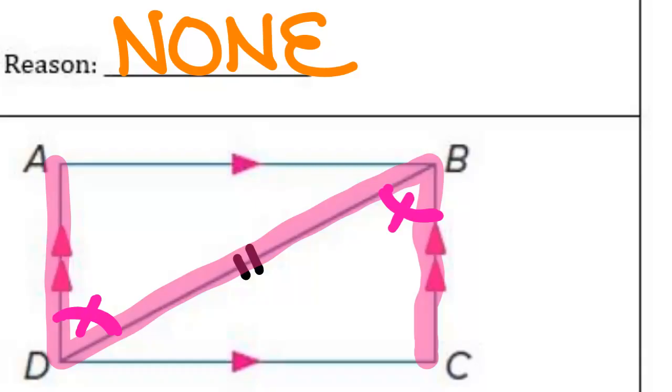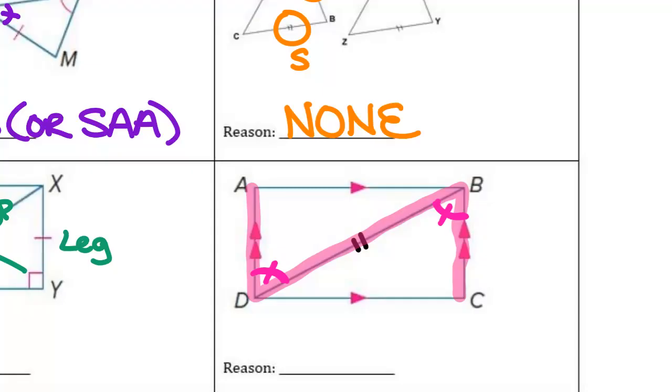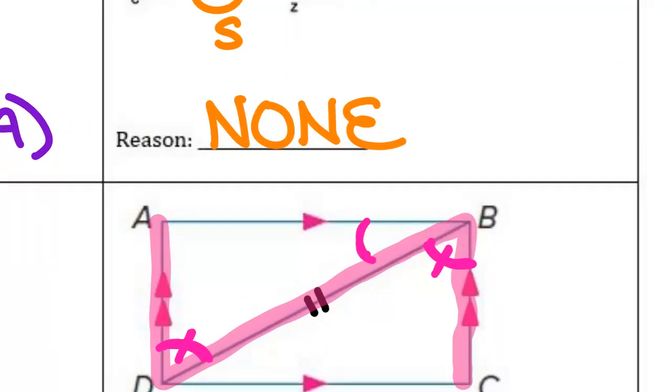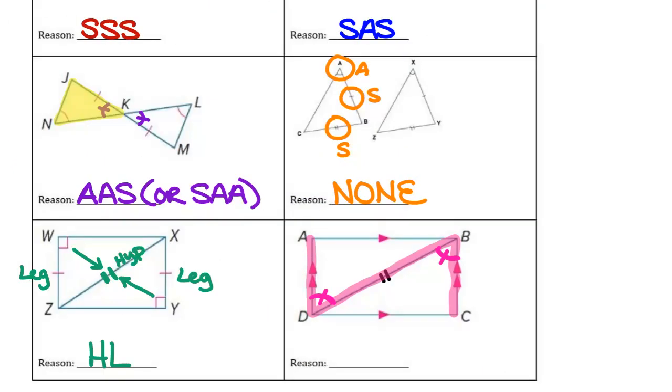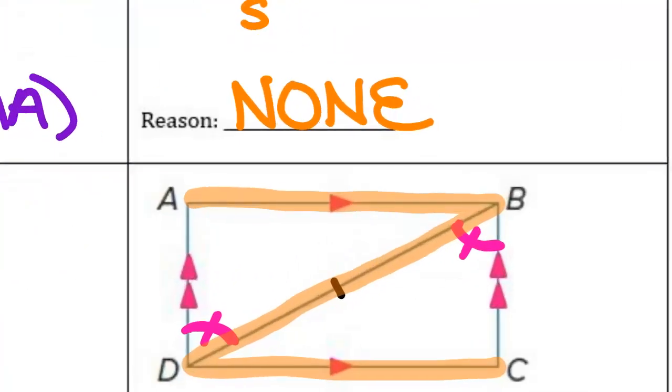This is one of the things that I noticed on the skills check yesterday. We knew it was alternate interior angles, but we were marking the wrong angles. Notice when I drew in those angles, I had to match pink to pink. I could not do this because this side doesn't have any pink on it. But then I have another pair of parallel lines. I have this parallel line, I can connect it here, and then this parallel line. So that gives me another pair of alternate interior angles.